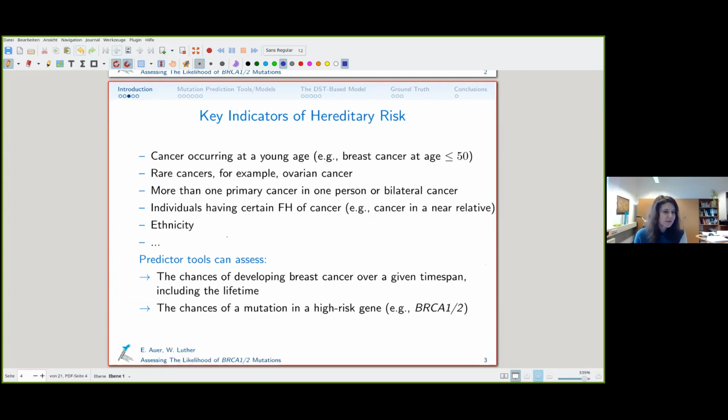Also, your ethnicity plays an important role. It is a known fact that, for example, the Ashkenazi Jewish population has a high risk of hereditary breast and ovarian cancer syndrome. And what do predictor tools do? They can assess, on the one hand, chances of developing breast cancer over a given time span, including the lifetime, or chances of a mutation in a high-risk gene. And this is the assessment that we will concentrate on in this talk.